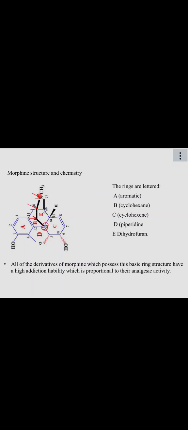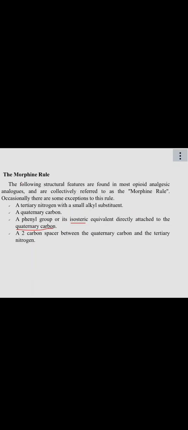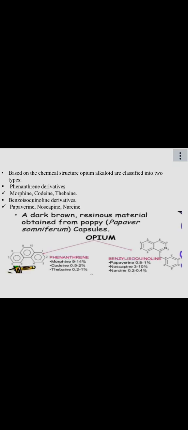And that is something you note, that you do have a 2-carbon spacer between the quaternary carbon and the tertiary nitrogen. Again, sometimes you can have a bit of an exception, but that is what is observed in most of the narcotic analgesics and the opioids, morphine and the analogs. And even if you have exceptions, the exceptions are very few. So with that, we can now look at some of the structures. I'm sorry, I should have told you to draw the structures.